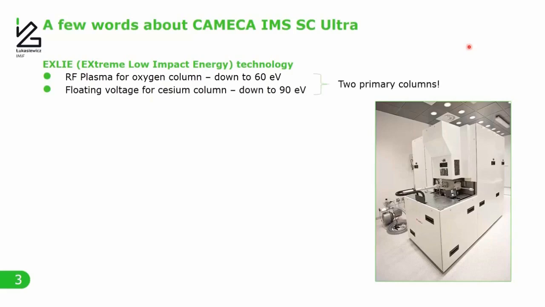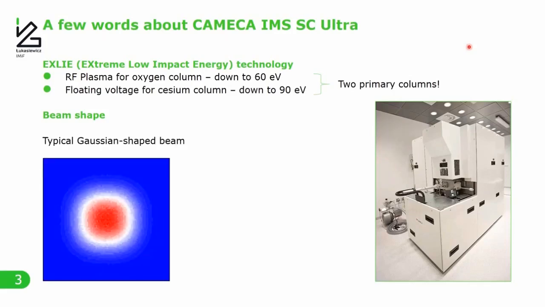It's worth emphasizing that these are two completely separate primary columns, so the whole optimization of the parameters can be done separately. And the second innovation is related to the beam shape. Typically in most SIMS spectrometers, you are working with a Gaussian shaped beam, and as you can see here, the middle part of this beam is a little bit more intense than the edges. So when you think about how such a beam is sputtering the material, this middle part can go a little bit faster through the material. So you will be integrating the signal from 1 to 2 nanometers.